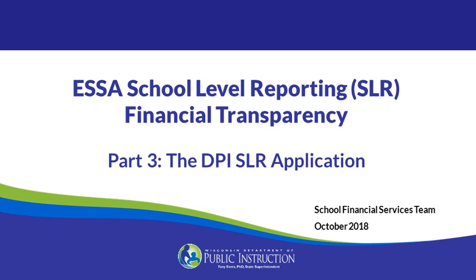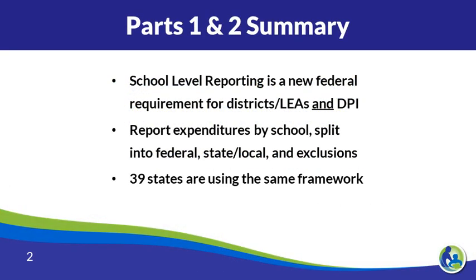This video is Part 3, the DPI School Level Reporting Application. In Parts 1 and 2, we discussed that school level reporting is a new federal requirement both for districts and LEAs and for DPI. With this requirement, we will report per pupil expenditures by school split into federal, state, local, and exclusion categories. We will be using a reporting framework that 39 states across the country have agreed to use for ESSA school level reporting.